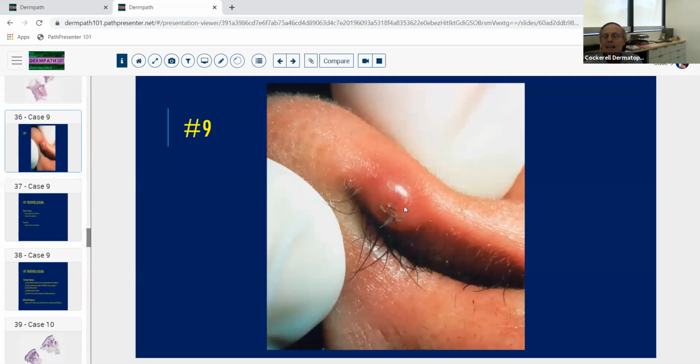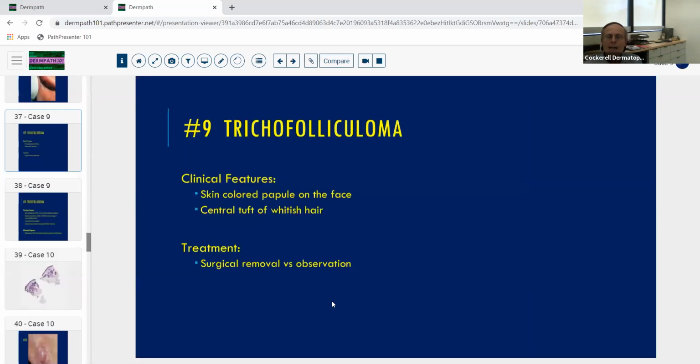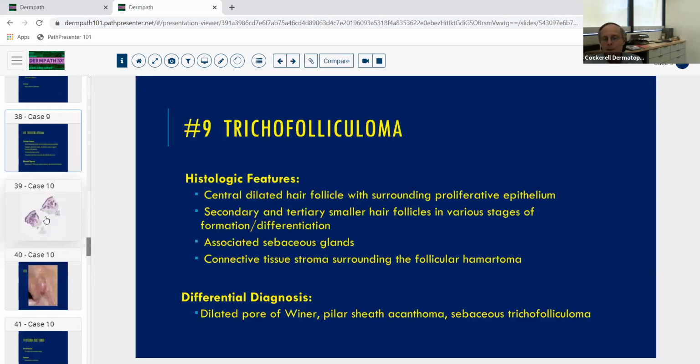But this is a pretty classic trichofolliculoma clinically, and they usually do have this little tuft of hair coming out of the center of it. It's often a little white tuft of wool, it's been described as. So that's pretty straightforward. So that is trichofolliculoma. So just remember that. And again, these are totally benign lesions. They don't really need to be removed. The key is just to make sure that you don't miss the diagnosis.